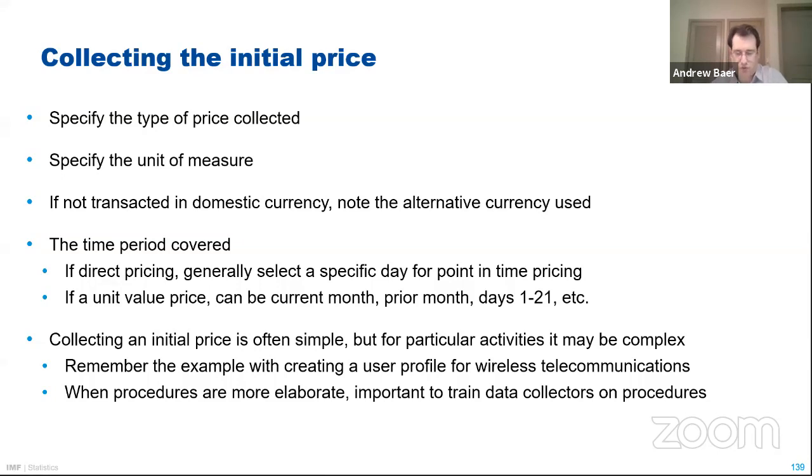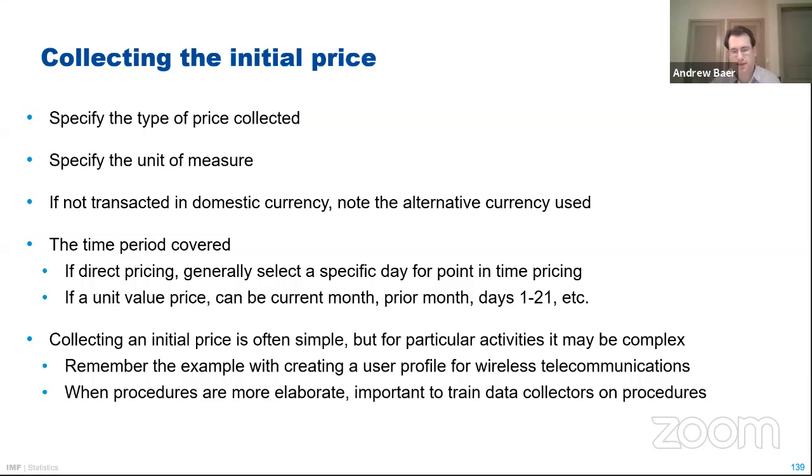That would be the denominator if it's a unit value, but also transaction prices often have different units of measure for different service activities. If it's not transacted in domestic currency, you want to note the alternative currency used. This is more important in some countries than others. And you want to specify the time period covered.